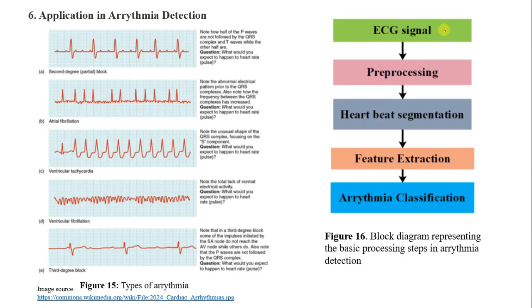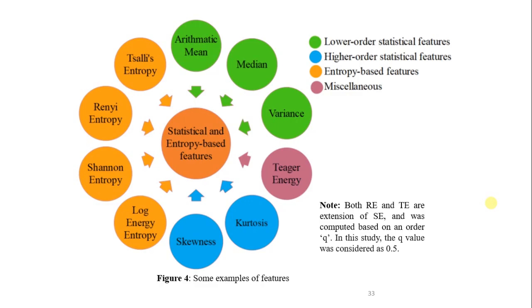When we talk about features, they are basically categorized into four types: lower order statistical features, higher order statistical features, entropy based features, and miscellaneous. In the lower order statistical features, we have arithmetic mean, median, and variance. Then higher order statistical features, we may have kurtosis and skewness. Then entropy based features, we may have log energy entropy, Shannon entropy, Renyi entropy, and Tsallis entropy. In the miscellaneous category, we have Teager energy.